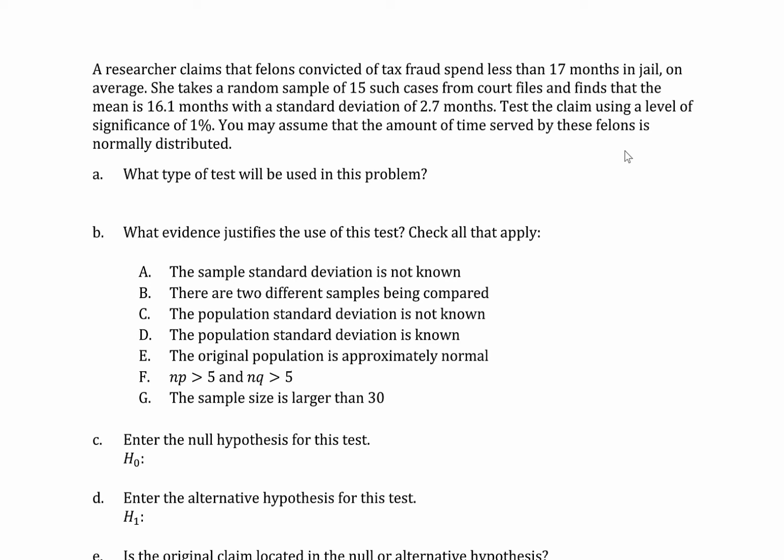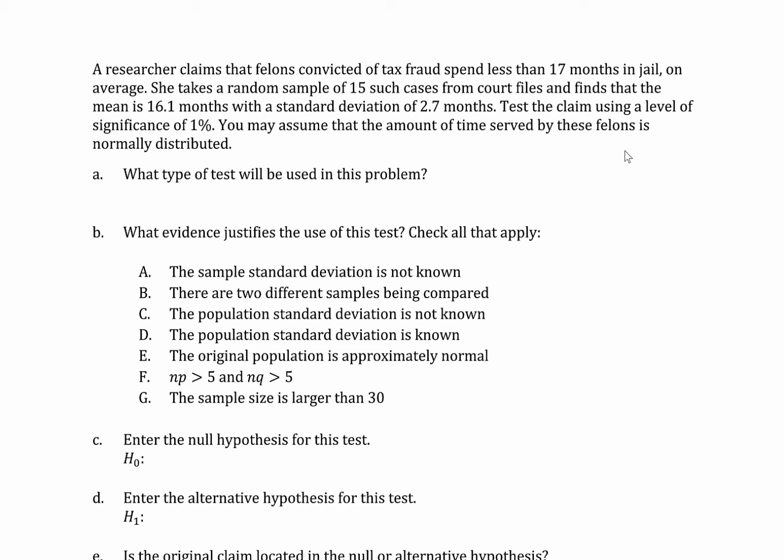A researcher claims that felons convicted of tax fraud spend less than 17 months in jail, on average. She takes a random sample of 15 such cases from court files and finds that the mean is 16.1 months, with a standard deviation of 2.7 months. Test the claim using a level of significance of 1%. You may assume that the amount of time served by these felons is normally distributed.